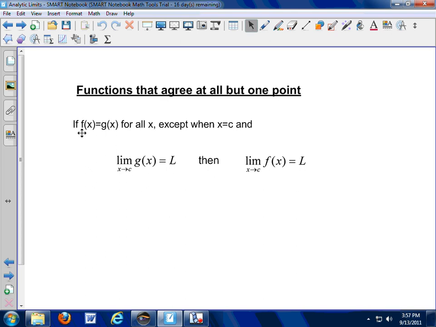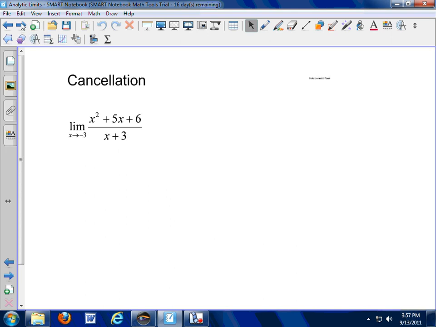Basically, if we've got two functions that are the same for all the x's except possibly one particular value, and we know the limit of one of the functions is L, we can make the jump that the other function's limit is also L. Okay, hang on to that thought. We're looking for two functions that are essentially the same except at that one point. We've got a couple of techniques.